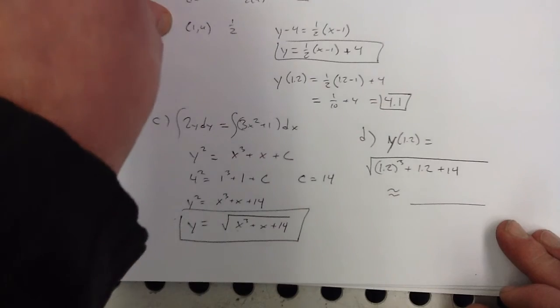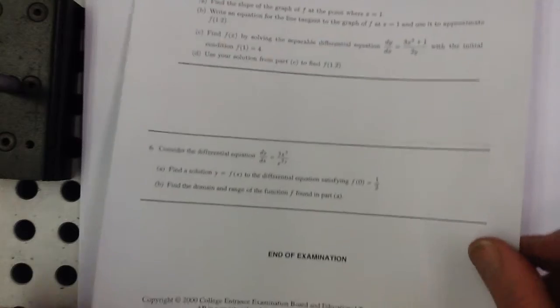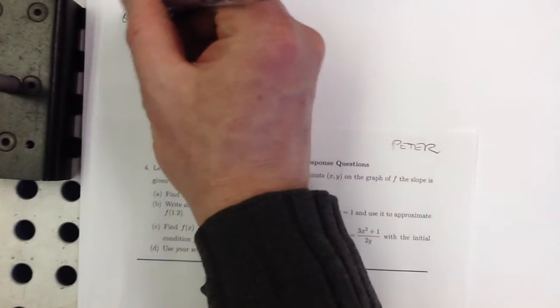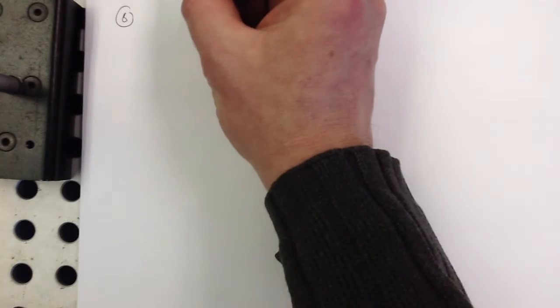All right. Number 6 from the year 2000. Only two parts. That means there's going to be a big solving differential equation part of it. So I've got this differential equation.